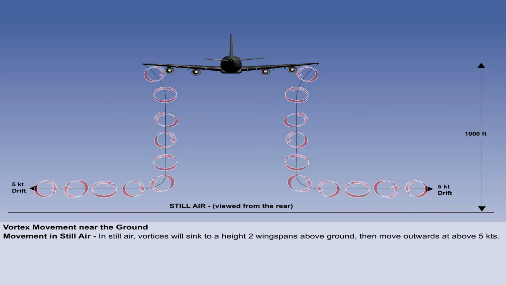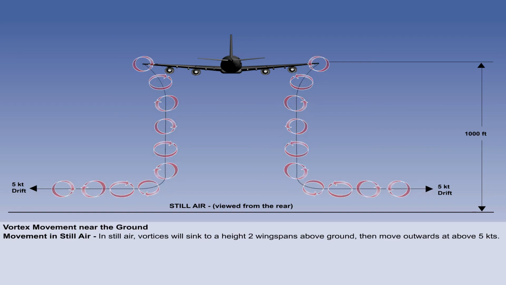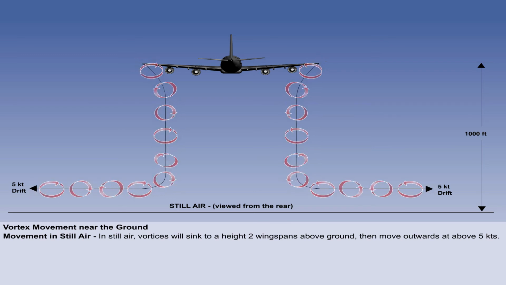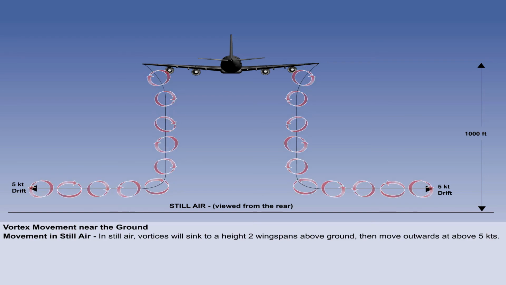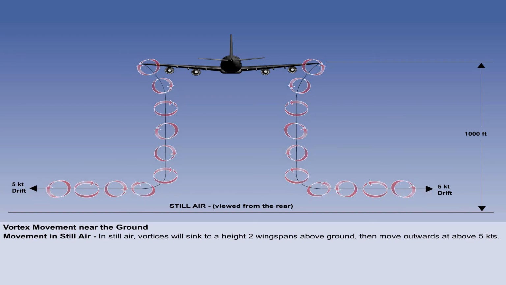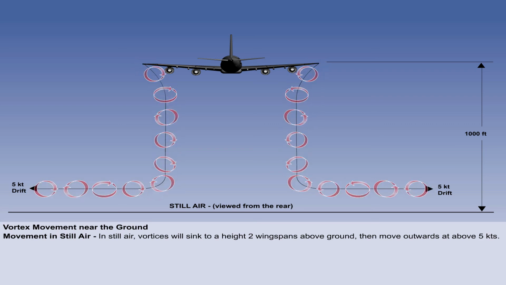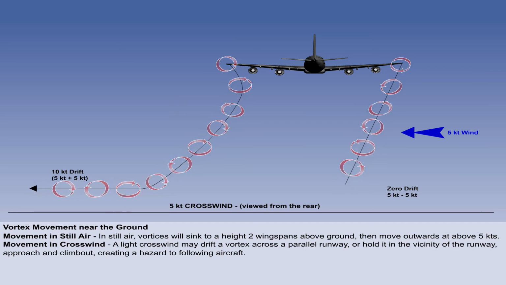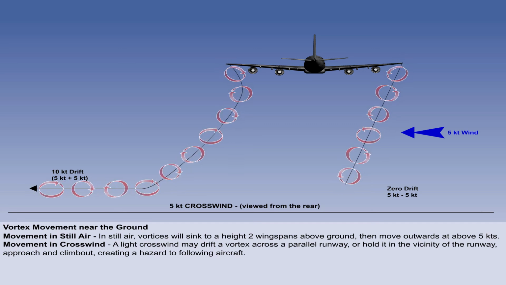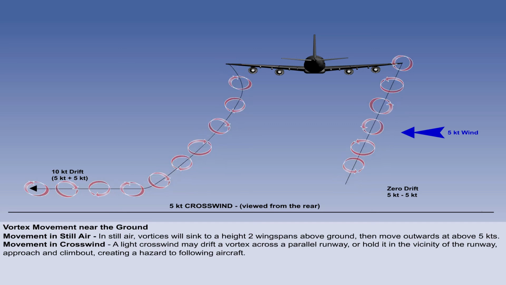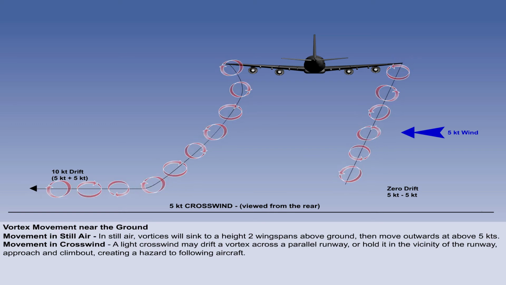If an aircraft is within 1,000 feet of the ground, the vortices will sink to within about twice the aircraft's wingspan on the ground, and in still air move outward at about 5 knots from the track of the generating aircraft. Please note that the rate of movement shown here is exaggerated, and that there is, of course, only one vortex per wing. In a crosswind, if the wind is light and steady, the vortex structure will drift with wind. If the crosswind is in the region of 5 knots, the downwind vortex will drift away, but the upwind vortex will more or less stay in the same place.